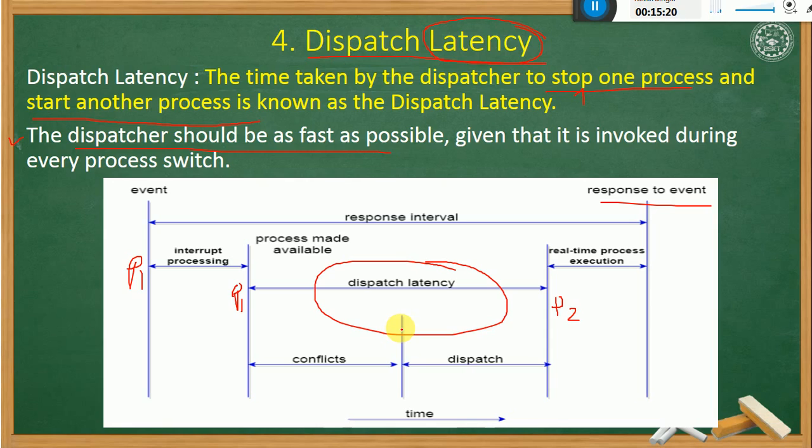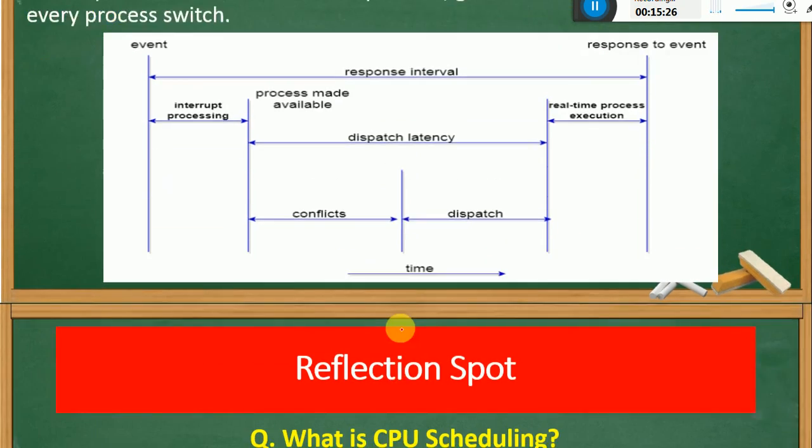It is asked multiple times in your MCQ question paper. What is a dispatcher and what is dispatcher latency?